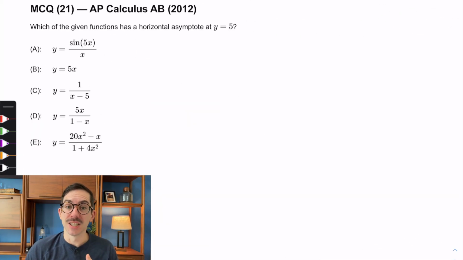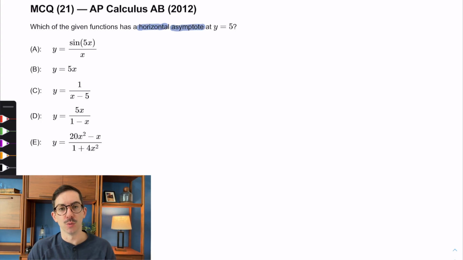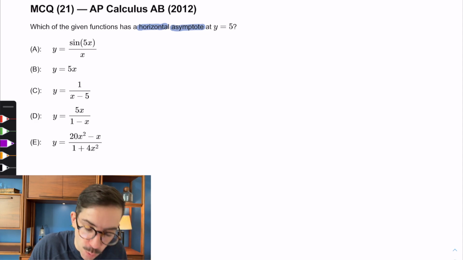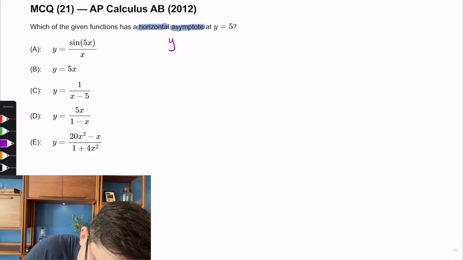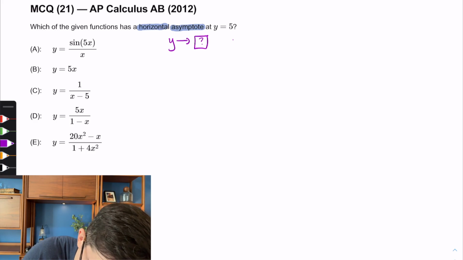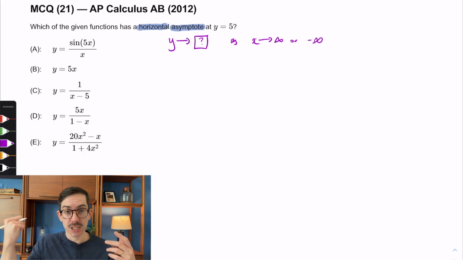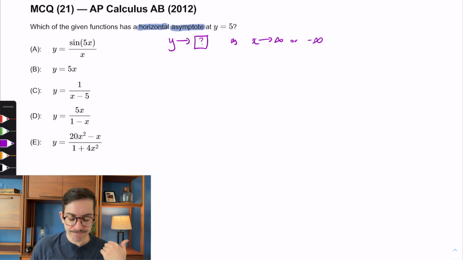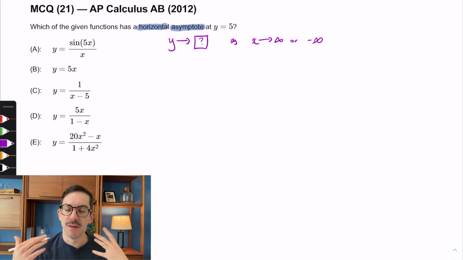Question 21 is asking us about horizontal asymptotes. It wants us to find which function has a horizontal asymptote at y equals 5. Now, when you see horizontal asymptote, what I want you to think is, you're really being asked, what is the y-coordinate approaching as x approaches infinity or negative infinity? So what is this function outputting in the long run as x gets really, really positive or really, really negative?